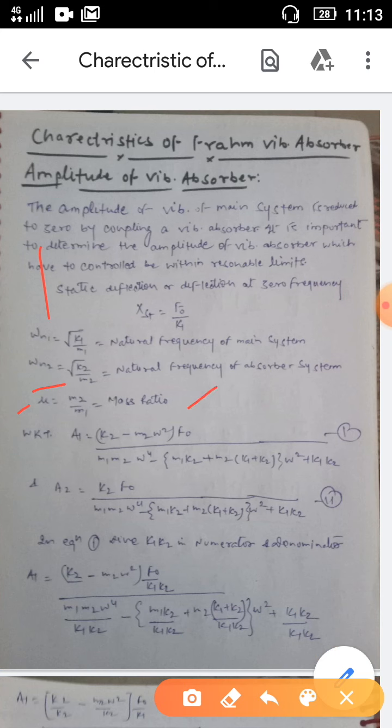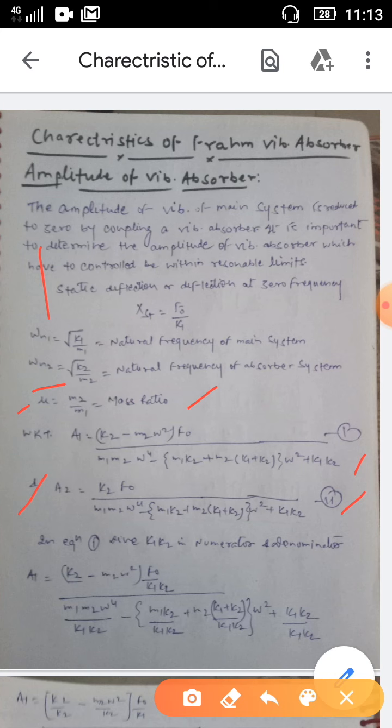And we know that a1 is equal to (k2 minus m2 omega square) f naught upon m1 m2 omega power 4 minus (m1 k2 plus m2 (k1 plus k2)) omega square plus k1 k2. This is already calculated in the principle of vibration absorber, as well as a2 is equal to k2 f naught upon m1 m2 omega power 4 minus (m1 k2 plus m2 (k1 plus k2)) omega square plus k1 k2. This is the amplitude a1 and a2 which is calculated in the dynamic vibration absorber.